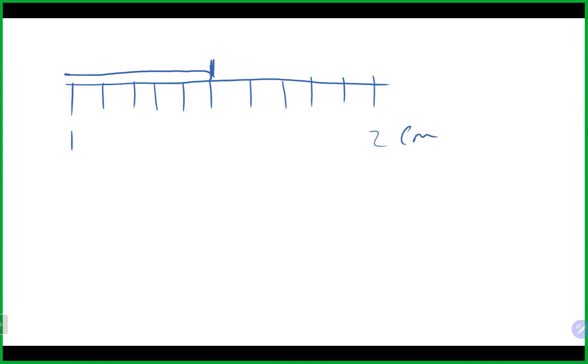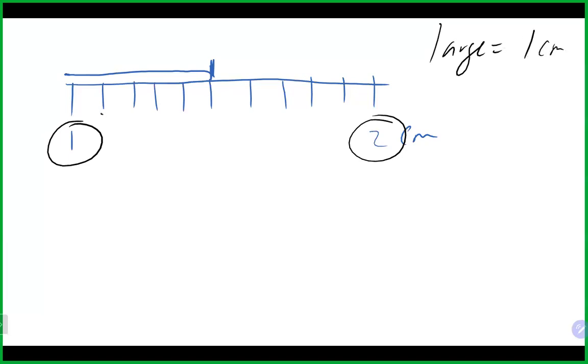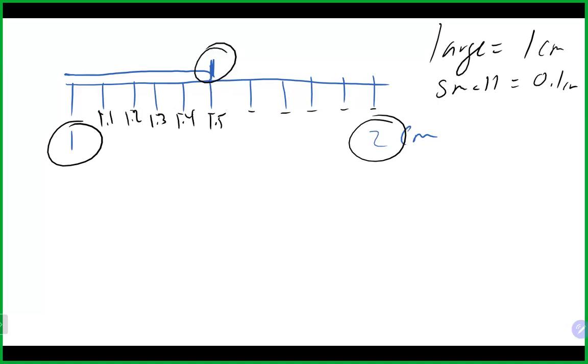If we take a look at our measurement here, once again, looking at the large numbers on our ruler, our large markings are 1 centimeter. Again, counting 1, 2, 3, 4, 5, 6, 7, 8, 9, and 10 gives us our small markings. 1 divided by 10, 0.1 centimeters, is what the small markings represent. So we can see 1.1, 1.2, 1.3, 1.4, 1.5. If we're right on the 1.5, we can record 1.5 centimeters, 1.50 centimeters. Is there a difference in terms of which one you record?